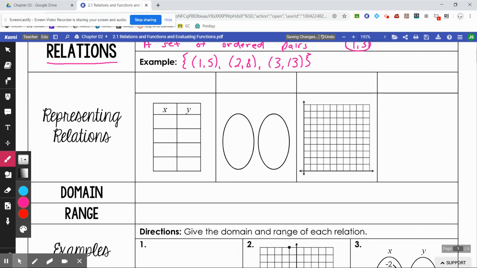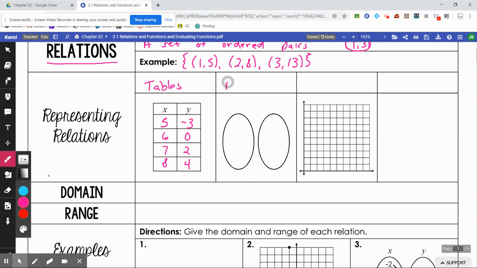We can represent relations in different ways. We can represent them with tables, to where your x's are on one side and your y's are on the other. And again, that would show you how your x is related to your y. This is just another way of writing a set of points.